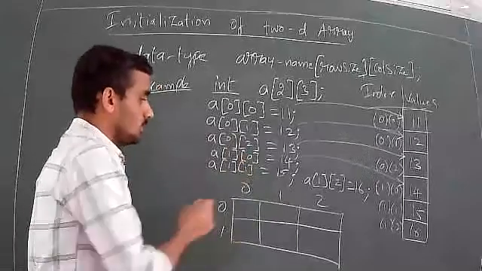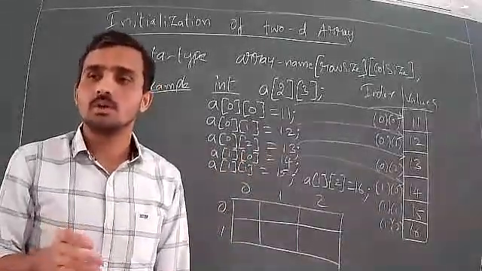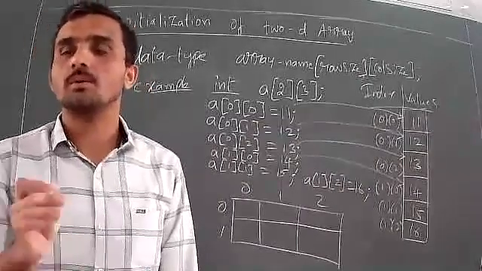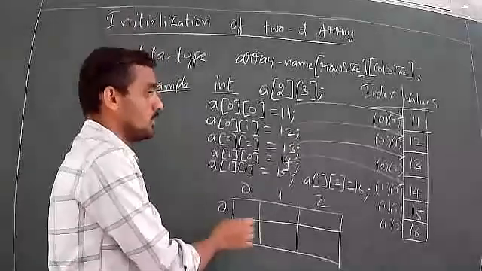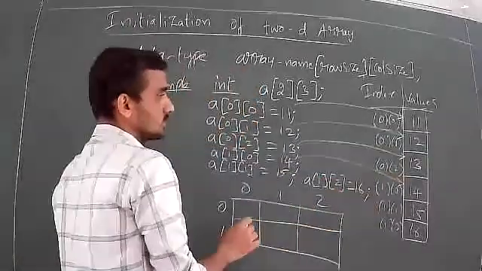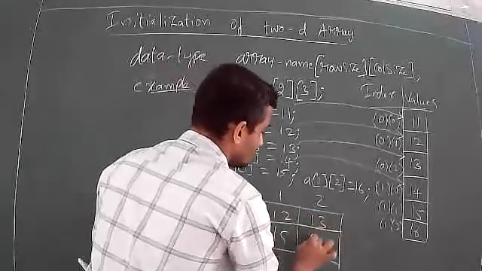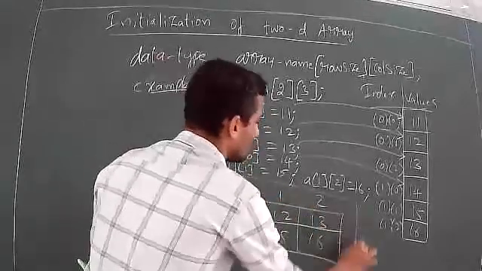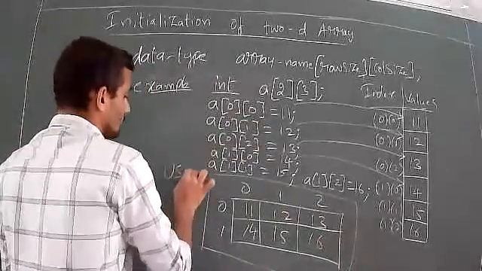And in user view also you can write the same values. In the previous example, in user view as well as in memory view, I had written only empty boxes, no values. So here, both at the memory level and user view, values are there. So 11, 12, 13, 14, 15, 16. This you can consider like an output, or you can say the user view.